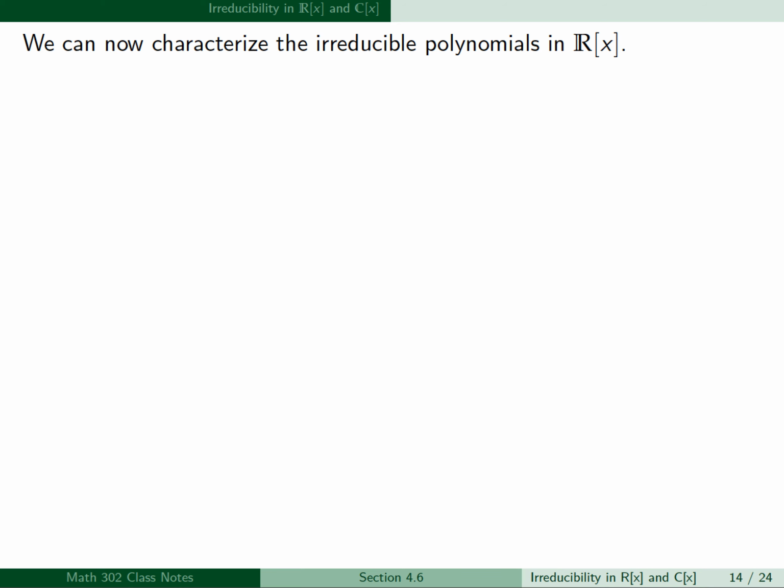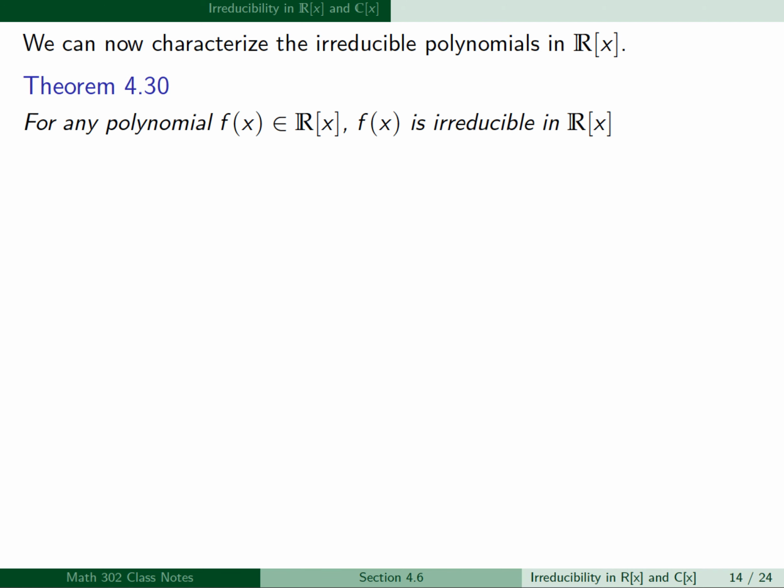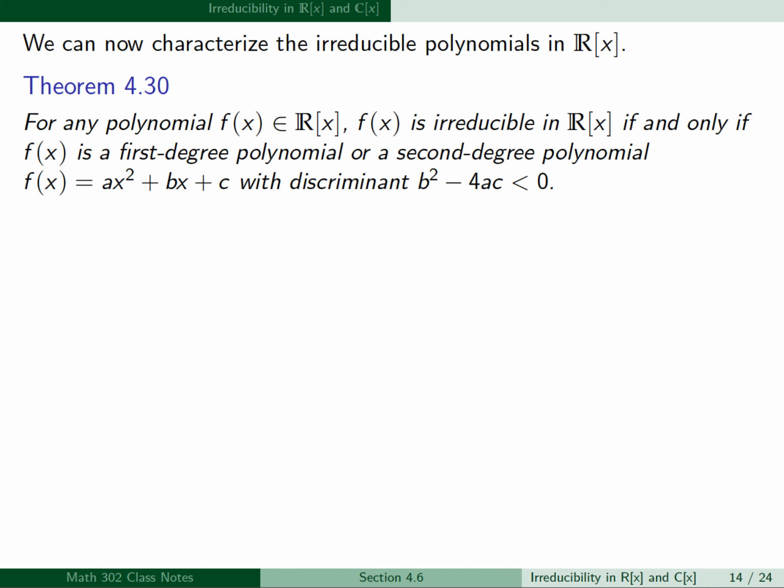We can now characterize the irreducible polynomials in R[x], and this is given in Theorem 4.30. For any polynomial f(x) in R[x], f(x) is irreducible in R[x] if and only if f(x) is a first-degree polynomial, or a second-degree polynomial f(x) = ax^2 + bx + c with discriminant b^2 - 4ac less than 0. For the proof, well, first off, the backward direction is left as an exercise.